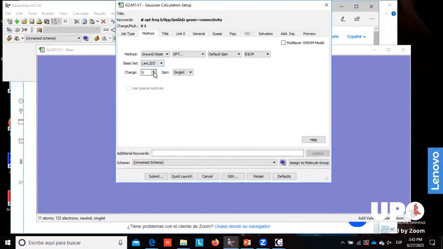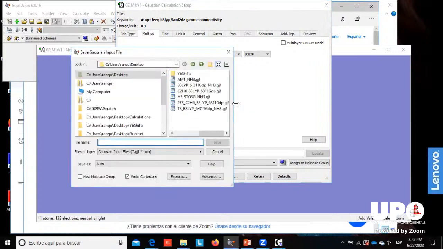Okay, so charge is 0. That's fine in this case, but we also need to pay attention to the charge. If that charge does not match the number of electrons of your system, then you will receive an error message. And that happens when your charge is off by 1 unit, right? But if it is off by 2 units, the program will calculate and you will get results, but they will correspond to a completely different system, right? So it's important to pay attention to this, and well, the spin multiplicity if you have unpaired electrons.